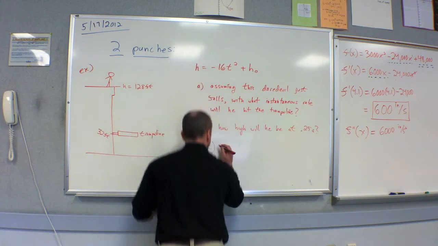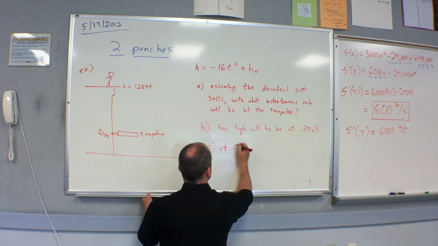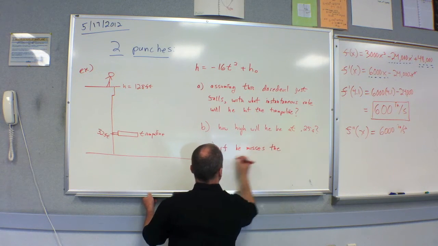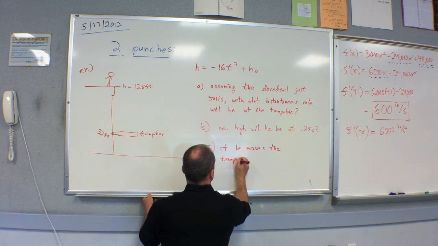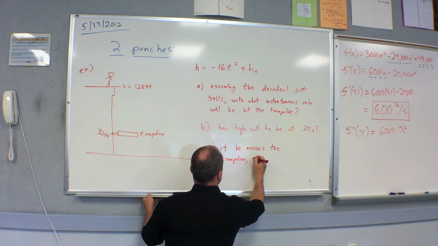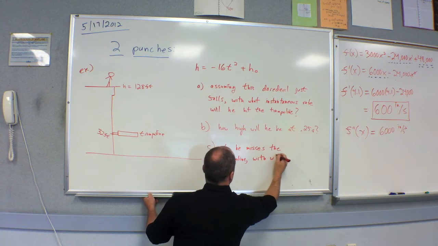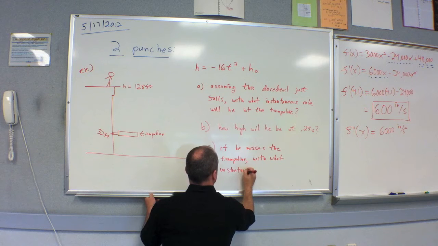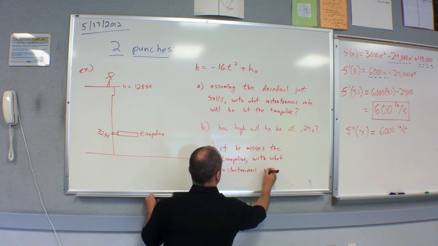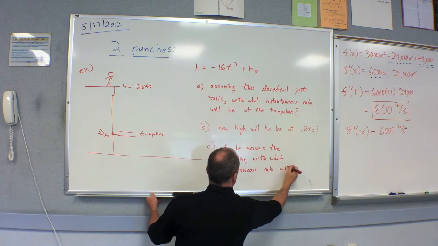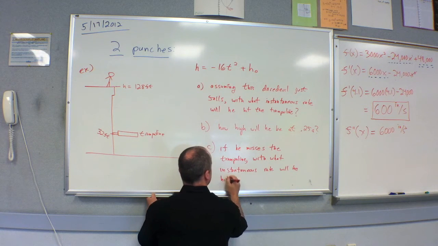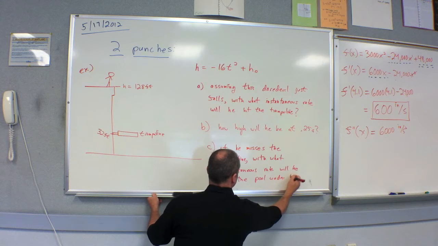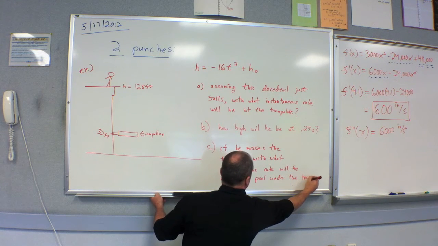And C, here's the horrifying one. If he misses the trampoline, with what instantaneous rate will he hit the pool under the trampoline? We can make a pool under the trampoline. Or you can do it like at those gymnastics places where they have the foam.